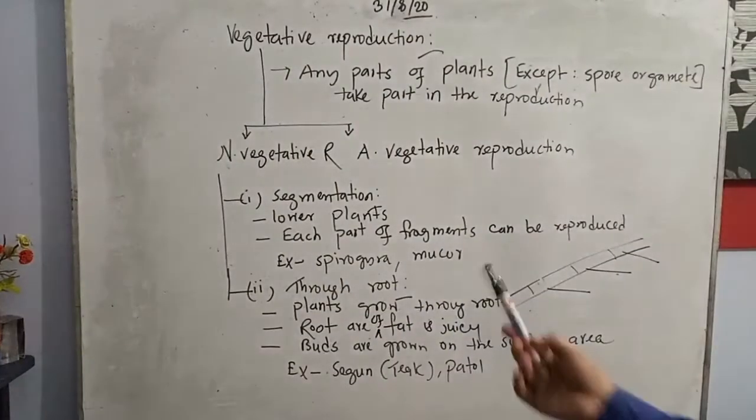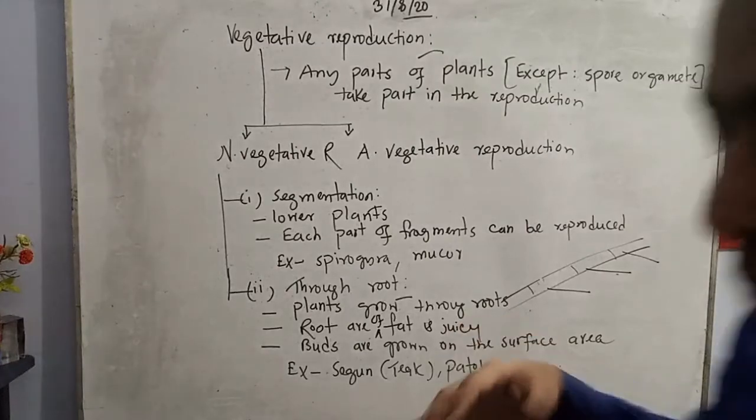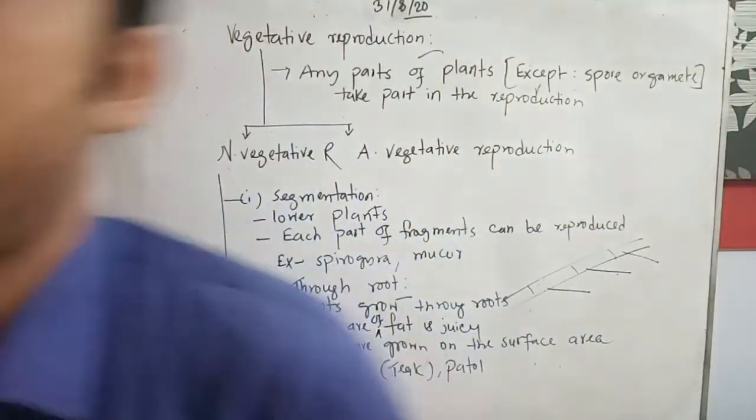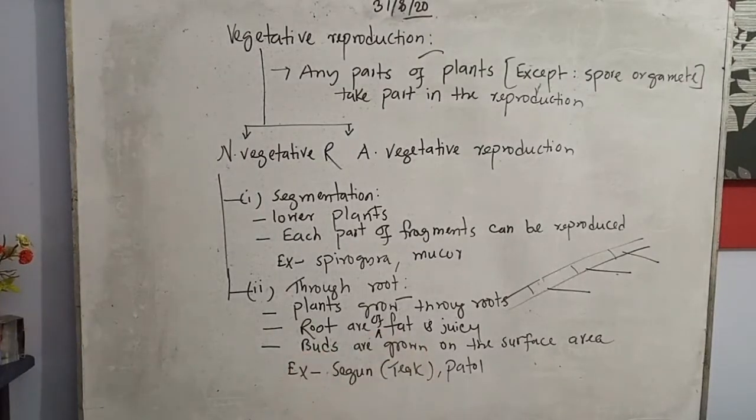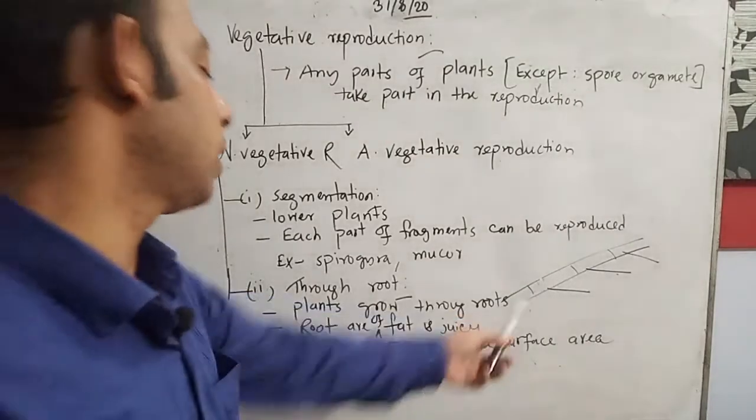What we have seen, that through roots means, since the reproduction types, of course the roots are getting perfectly connected with them, that the plants grow through roots, of course, and roots are fat and juicy. We know which type of roots have been seen under the surface, that is very fatty and juicy types. Buds are grown on the surface area. That means buds are grown on the surface area.